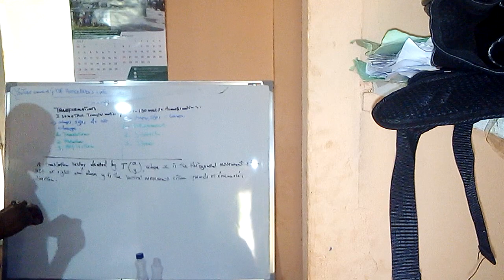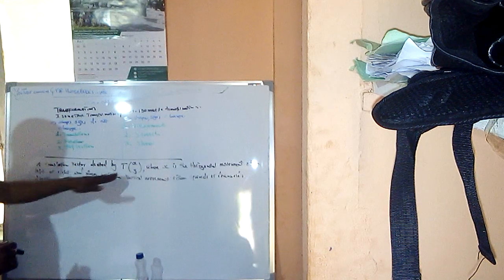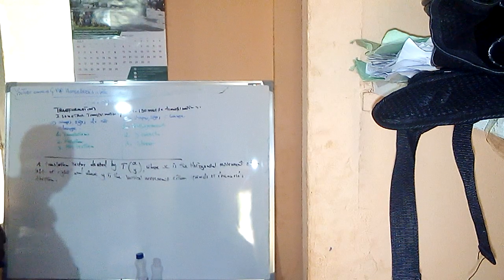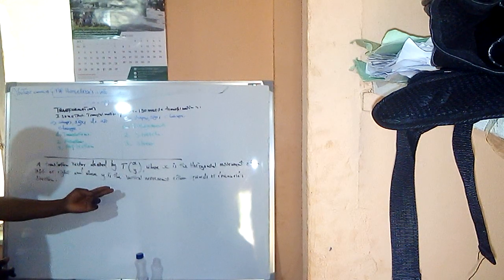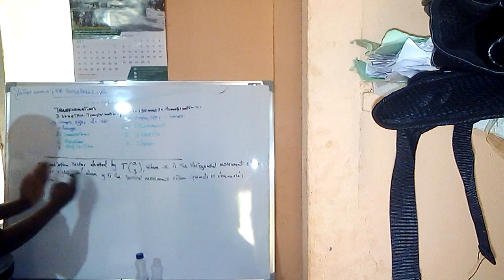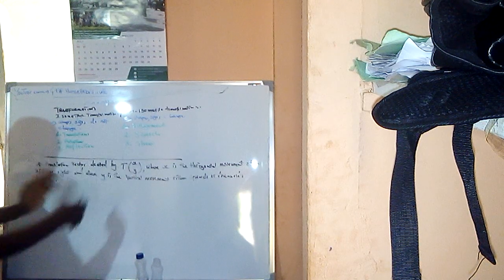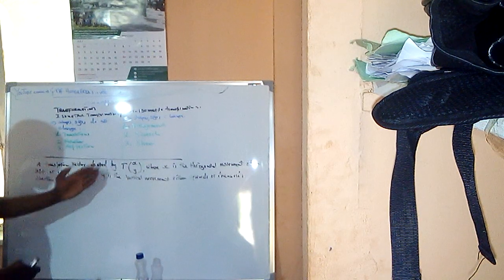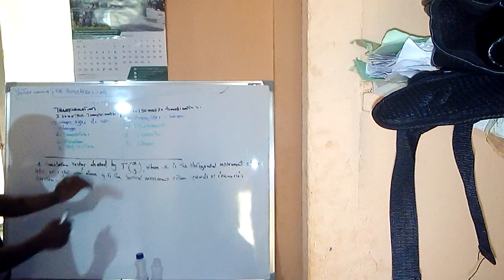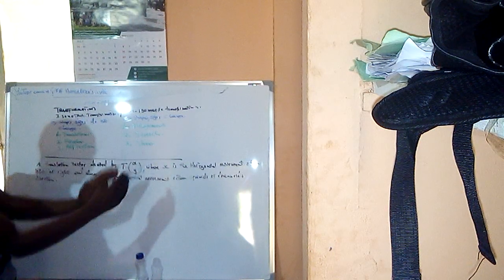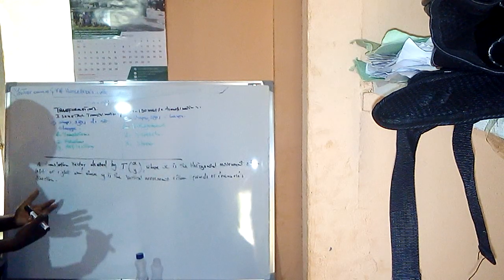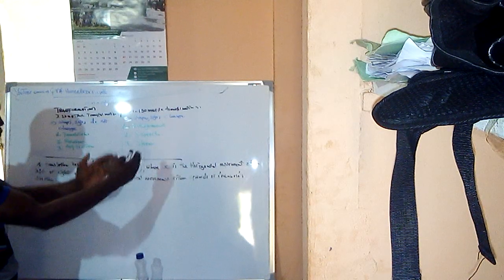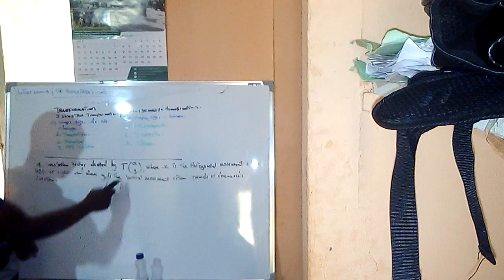Very, very important. This is the weapon that we use under translation. So a translation vector denoted by t, x, y is written in a column. This is what we call the translation column vector, so to speak. This is the one that translates objects onto their images. So this will translate the object onto its image. This is the weapon.